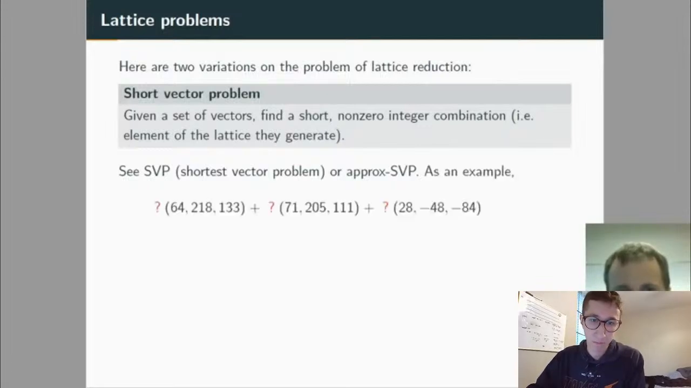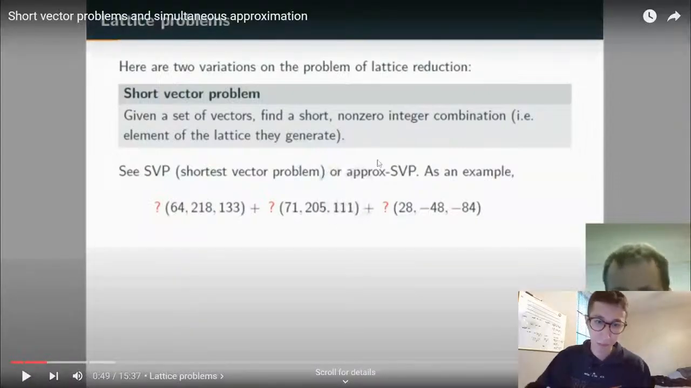And as an example here, there are three-dimensional vectors, and we'd like to know what integers we could put in place of the red question marks to make the output short. So it's just saying we have x1 times 64, 218, 133, plus x2.